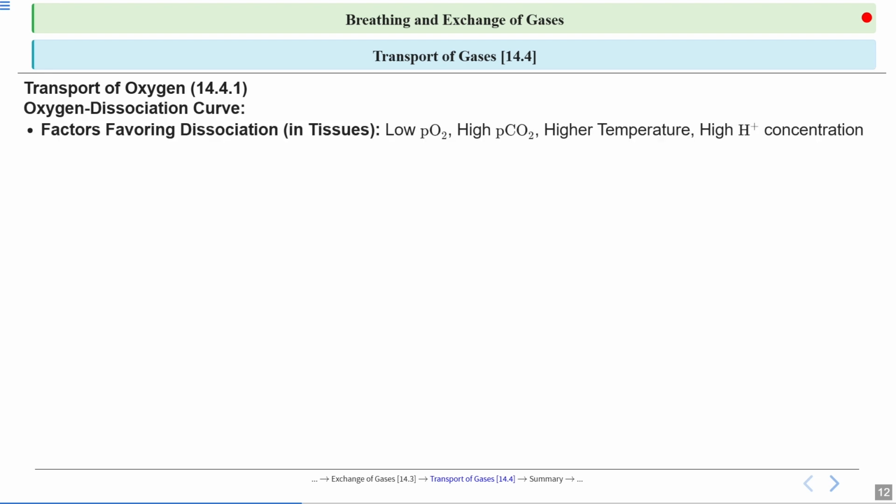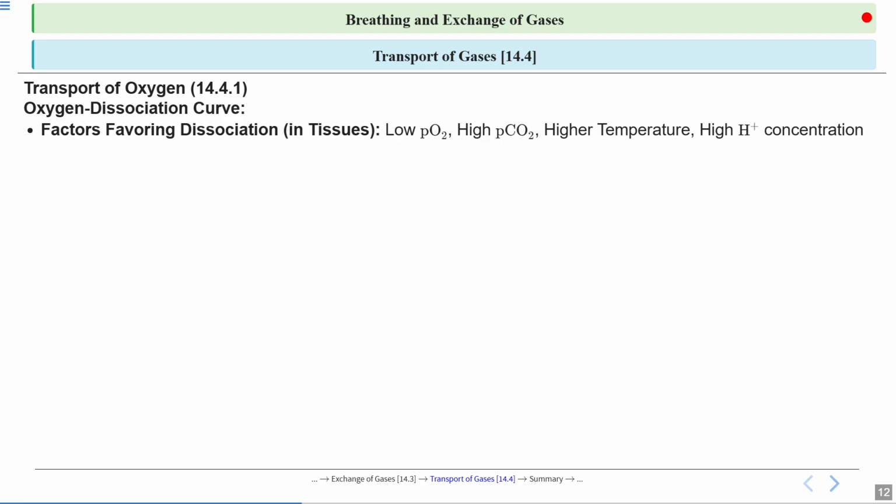Now, oxygen dissociation curve: this is where the dissociation of oxygen from the hemoglobin takes place when it reaches the tissue. When it reaches the tissue, the hemoglobin and oxygen, meaning oxyhemoglobin, get dissociated. So what are the things that favor the dissociation of oxyhemoglobin? When it reaches the tissue, low partial pressure of oxygen, where?